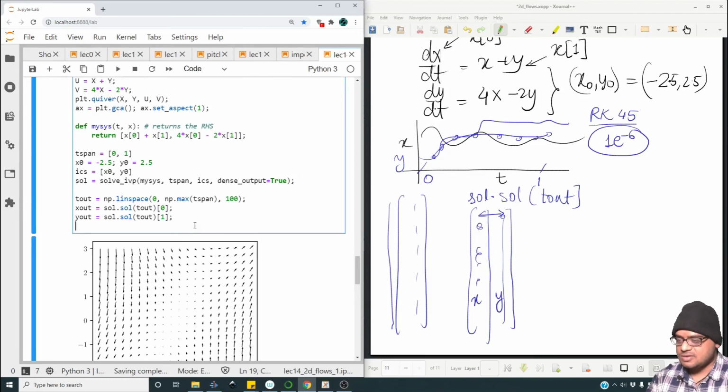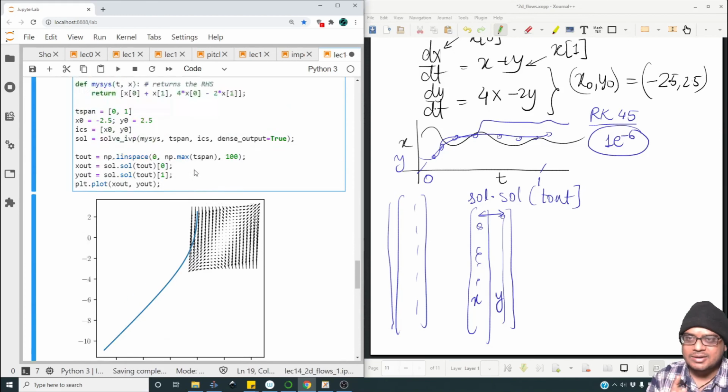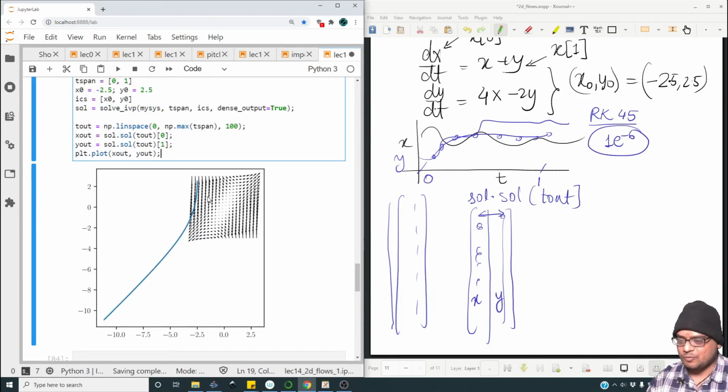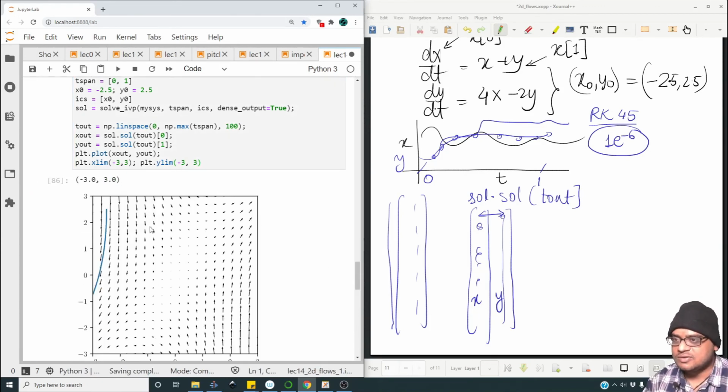Once we are done with this, we will go ahead and simply plot the trajectory. In plotting the trajectory, time is not important, time is parameterized. So we will simply do plt.plot. On the x-axis we'll have the x points, and the y-axis we will have the y points. Let me run this. Okay, it's blowing away. So let me bind the x limits and y limits of this problem. So plt.xlim minus 3 to 3, plt.ylim minus 3 to 3. So this is the trajectory.